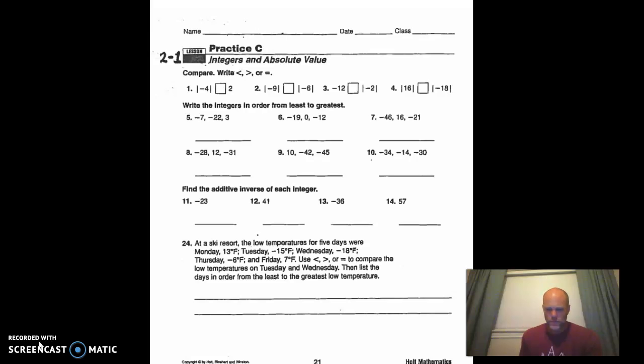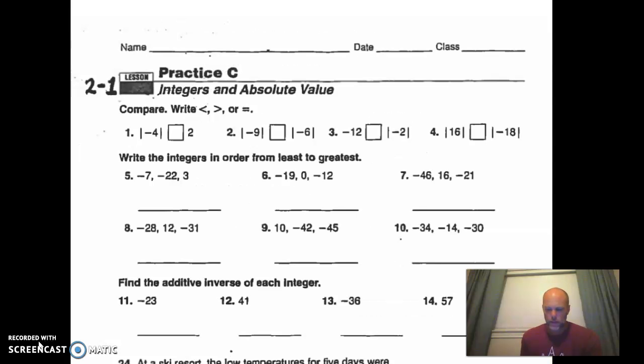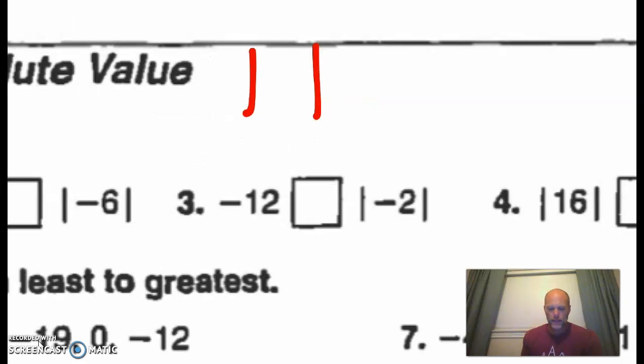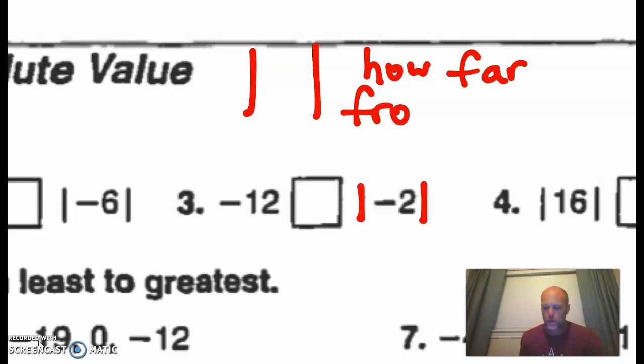Number 3. First off, don't forget absolute value. These lines, only pay attention to what's on the inside. So number 3, we got -12. I don't see anything around it though. So the value of that is -12. However, right here, it's asking what's the absolute value of -2. And remember, that means how far from 0.